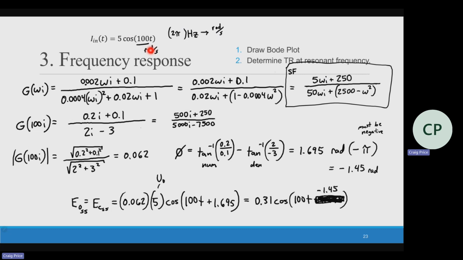Once I have magnitude and phase, we can plug that in to find our capacitor voltage at steady state. Together these combine to make the output amplitude, which is 0.31 volts. That's what this should be, volts. And then that should be that. So we can find our output voltage from the transfer function.